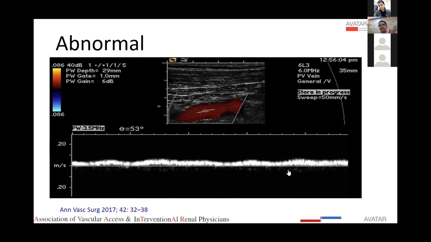So this tells us that there is an obstruction to flow proximal to where we are imaging. So proximal means closer to the heart. We get this in a subclavian vein. It is closer to the heart from the point of view of a subclavian vein, which is the brachiocephalic vein, on the right or on the left.